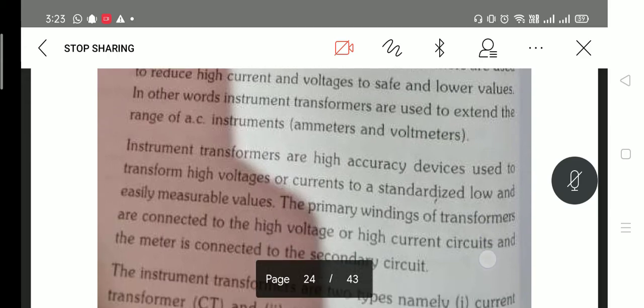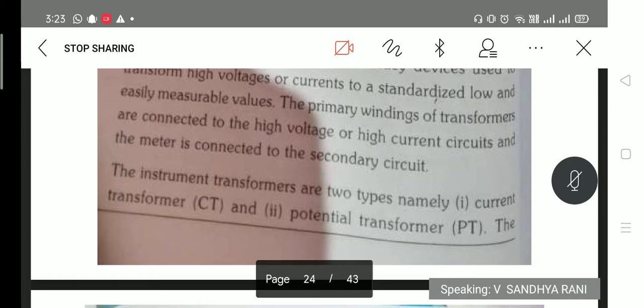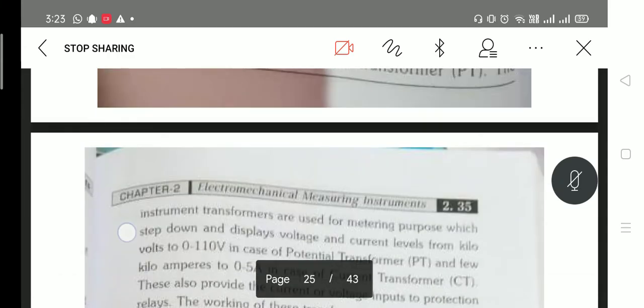For safety purposes, we use instrument transformers in transmission lines. In instrument transformers there are mainly two types, that is current transformer and potential transformer. First we discuss the current transformer.